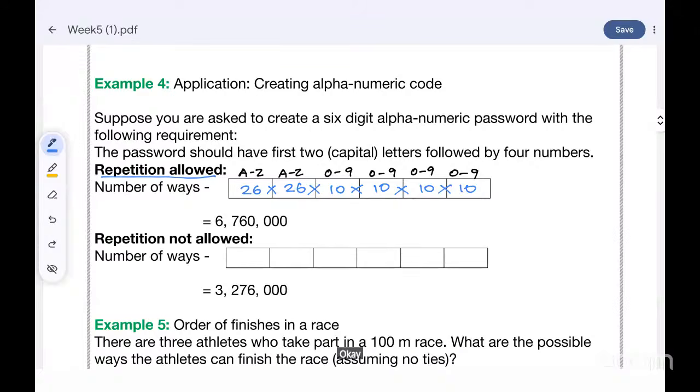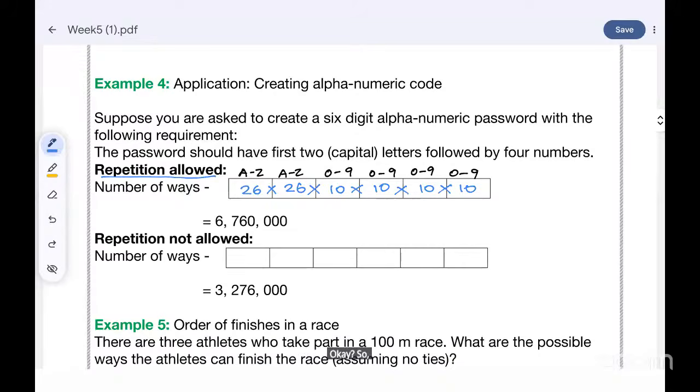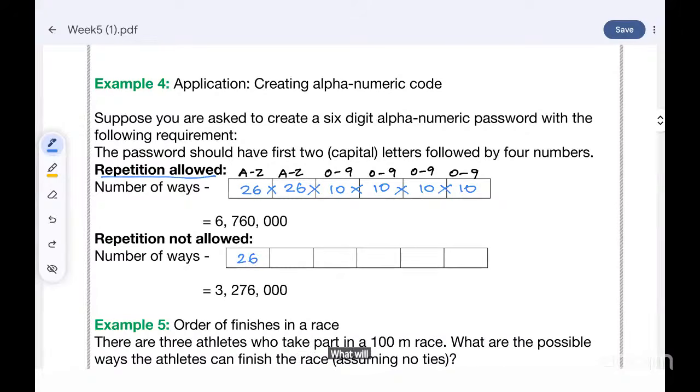Okay, now this is when repetition is allowed. Now what happens when the repetition is not allowed? If the repetition is not allowed, the first one usually doesn't have any problem. So for the first one, the number of options will remain the same. What will happen to the second one? 25. One less. 25. Yeah.